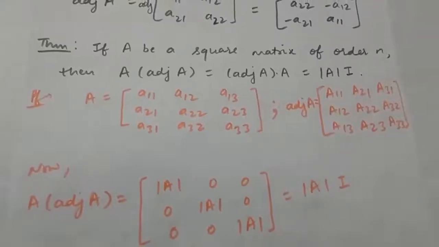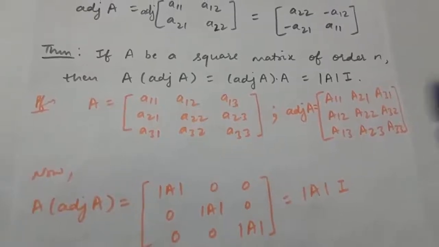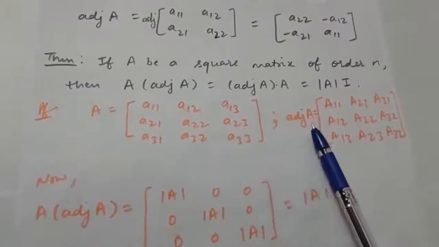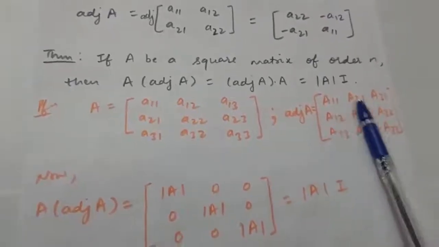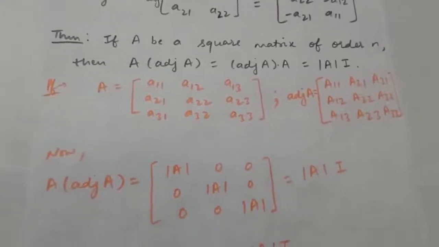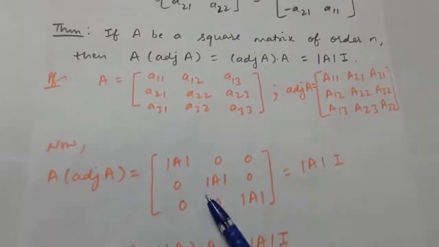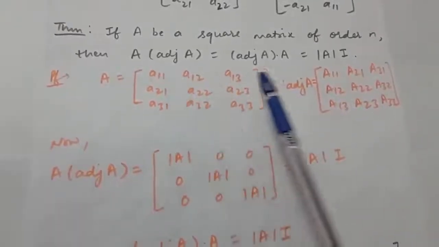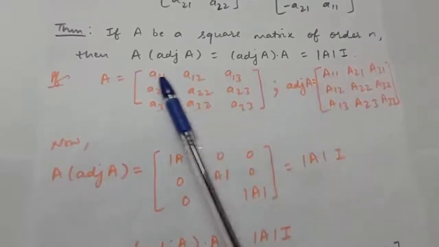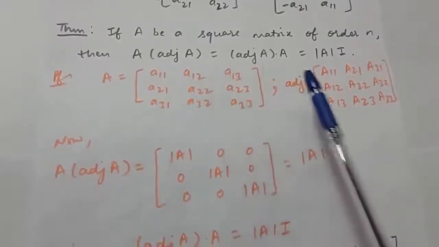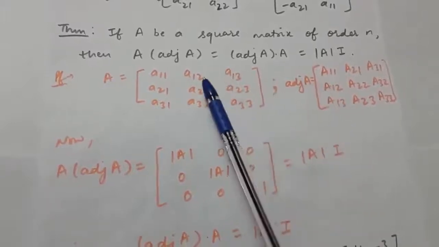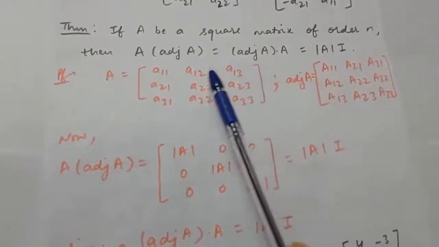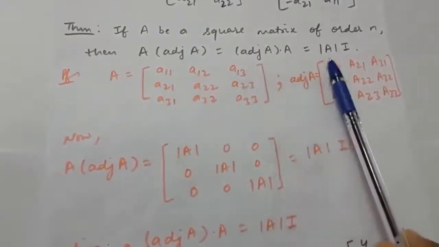So we will do the proof of this theorem for the matrix A of order 3. So A is this matrix. Now adjoint of A is this matrix of cofactors, right? Now A into adjoint A will be: multiply this first row with the first column. So A11 into the cofactor of this element plus A12 into the cofactor of this element plus A13 into the cofactor of this element. So it is the sum of the products of elements with their corresponding cofactors.